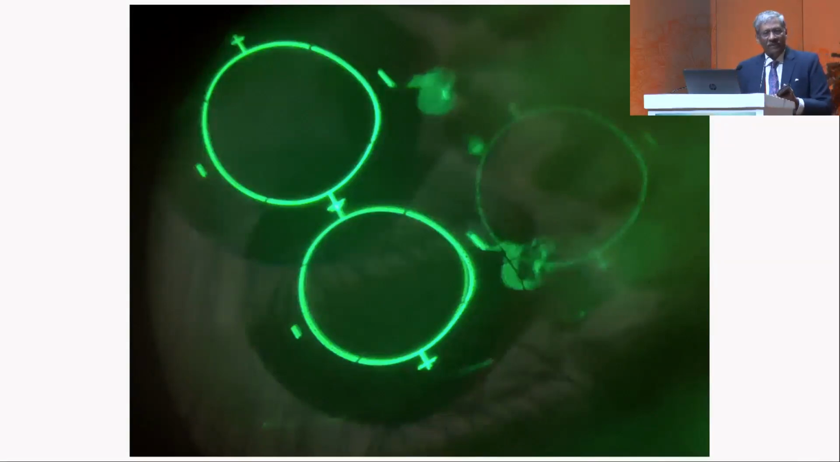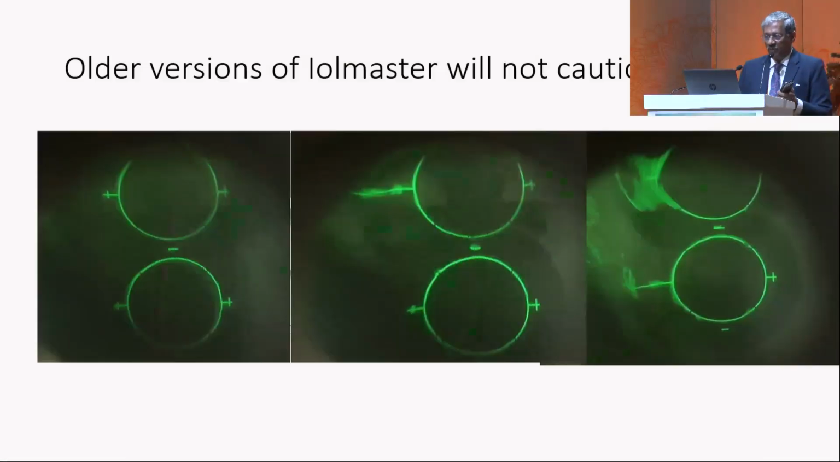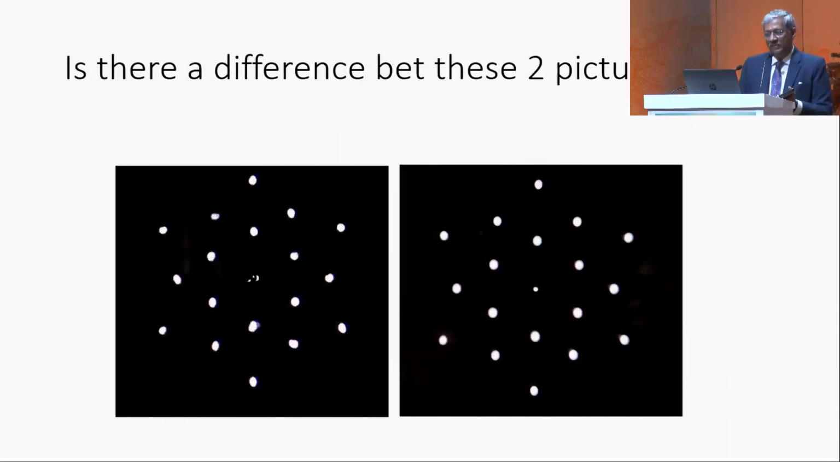In the days when we did manual keratometry, when we had a cornea like this, we know that we had to ask him to blink or we have to optimize the cornea. But the older versions of optical biometers and the older versions of IOL Master cannot differentiate a pristine cornea and a cornea with a poor tear film. But the newer versions can.